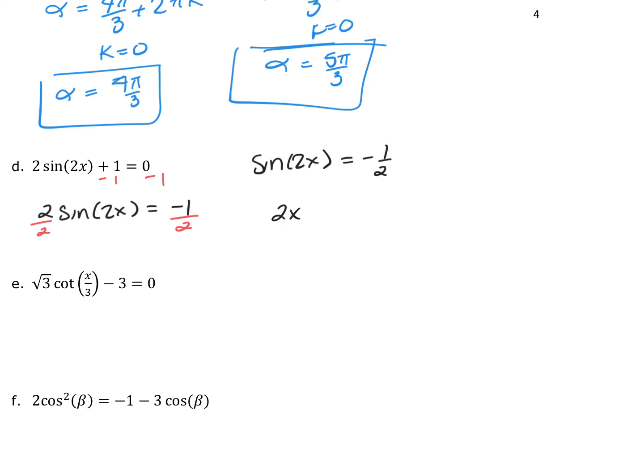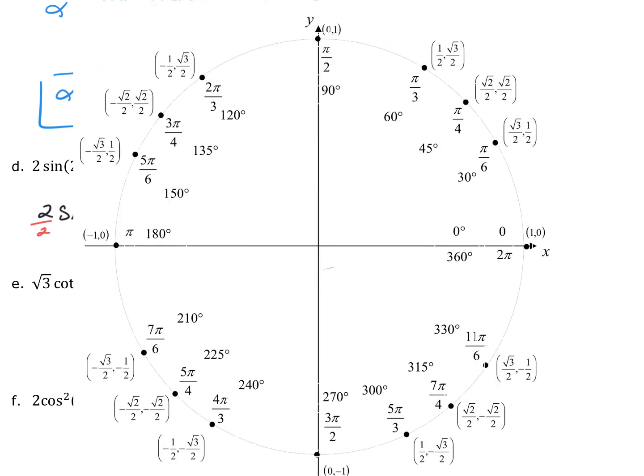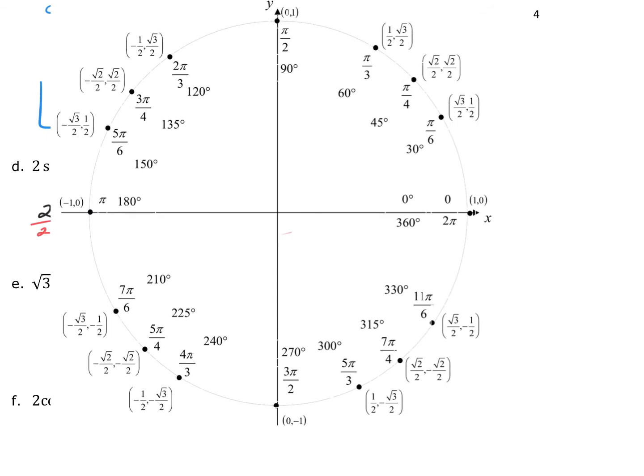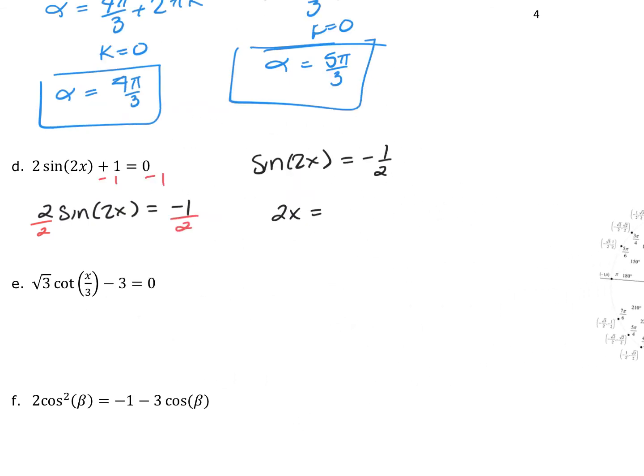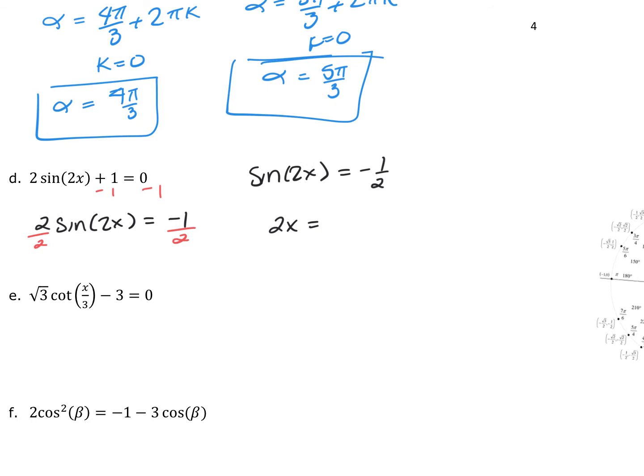As before, I'm going to set 2x equal to the angle, 2x being the angle. I go on my unit circle. Where do I get negative 1/2? Again, if you're not certain, your unit circle is your new best friend. And you can see where I have the negative 1/2 is going to be at 7 pi over 6 and 11 pi over 6. So 2x is equal to 7 pi over 6 plus 2 pi k. And 2x is equal to 11 pi over 6 plus 2 pi k.